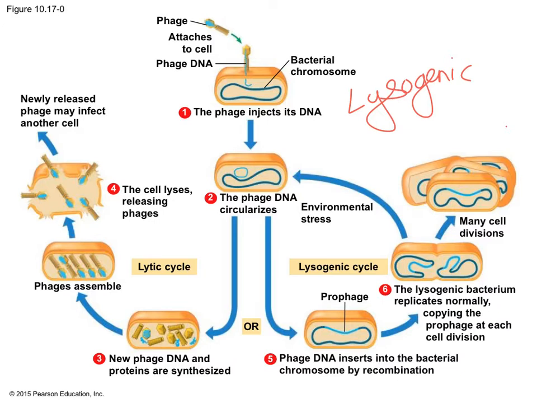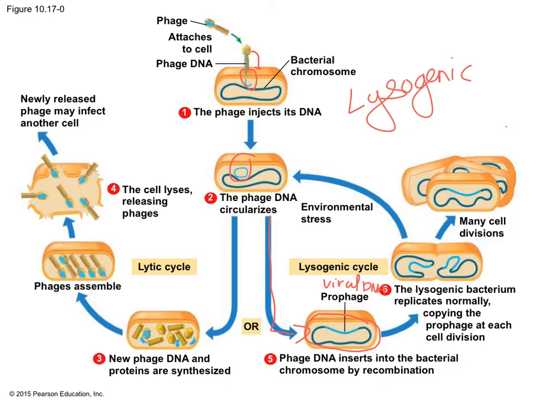Okay, here's what happens. It starts just like the lytic. And again, in this example, we're looking at a bacteria cell and a phage. So the phage or the virus lands on top of the cell, injects its DNA, and the DNA enters the cell. Now, in lysogenic, through genetic recombination, the viral DNA gets incorporated into the host DNA. Once the viral DNA gets incorporated, we call that viral DNA prophage.